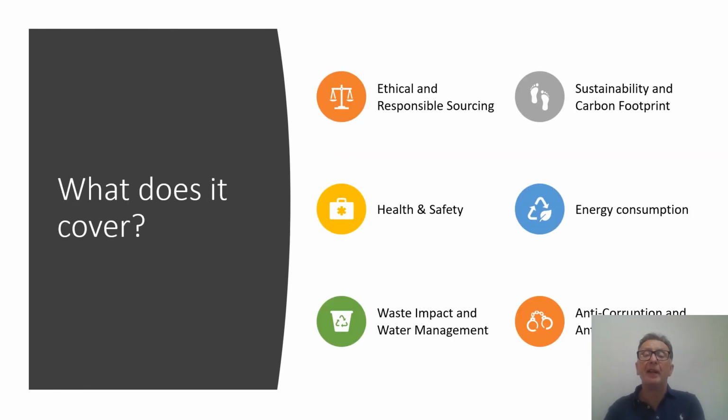There are 6 key aspects that the ESR will actually cover. So, as it says on the tin, it covers ethical and responsible sourcing of a material. However, it digs further into the product and its production and looks at sustainability and carbon footprint. It also ensures that companies are doing their best to maintain health and safety legislation and recommendations within the environments that they operate. It looks at energy consumption. It looks at waste impacts and water management, and it tries to provide confidence around the areas of anti-corruption and anti-bribery.